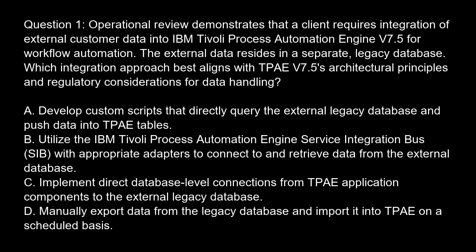Option A. Develop custom scripts that directly query the external legacy database and push data into TP tables. Option B. Utilize the IBM Tivoli Process Automation Engine Service Integration Bus (SIB) with appropriate adapters to connect to and retrieve data from the external database. Option C. Implement direct database-level connections from TP application components to the external legacy database. Option D. Manually export data from the legacy database and import it into TP on a scheduled basis.